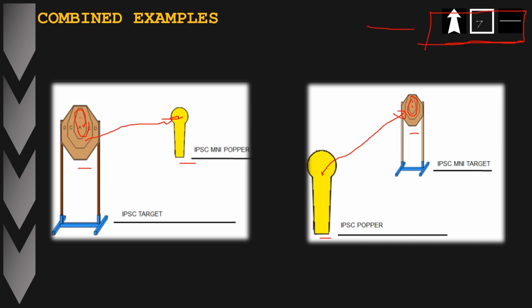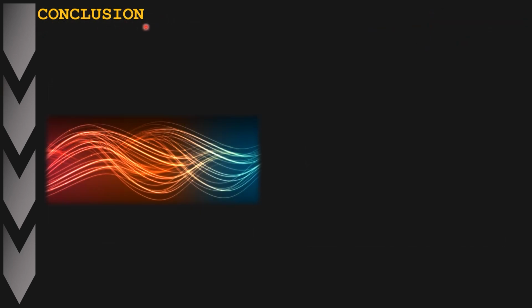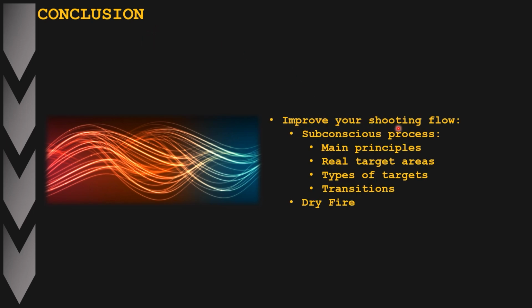This is actually the key that enables you to determine and program the subconscious process in engaging different types of target arrays on training stages and match stages. The objective of this video was to explain how you can improve your shooting flow, considering that it is and needs to be a subconscious process, not a conscious process. Again, your conscious mind only needs to think about shooting alphas fast. Your subconscious mind needs to be trained in the different principles that I've explained.